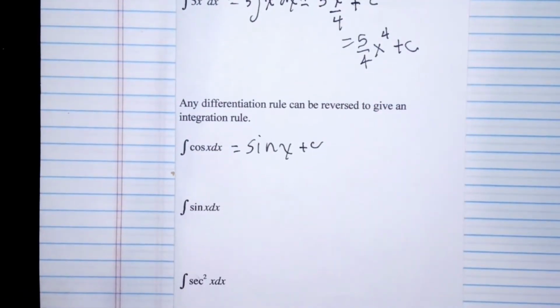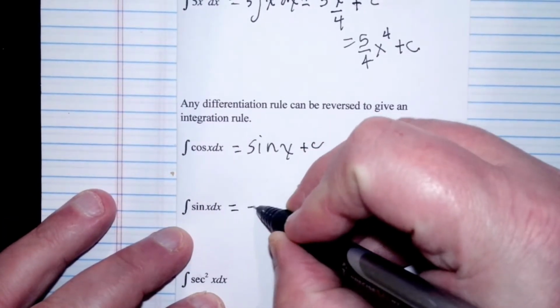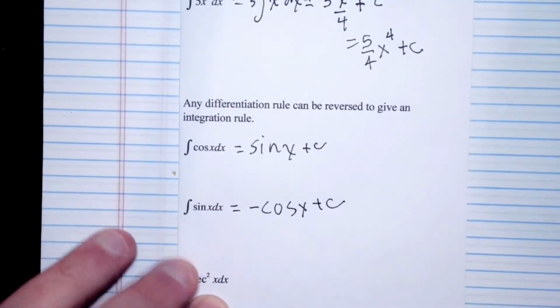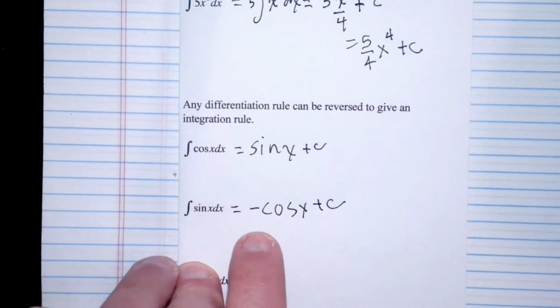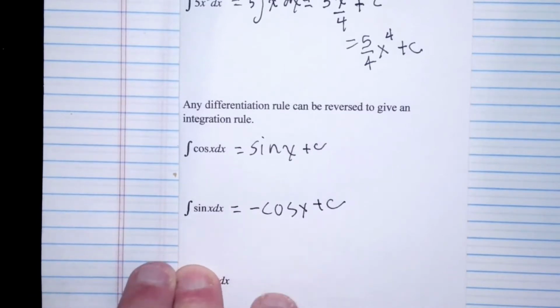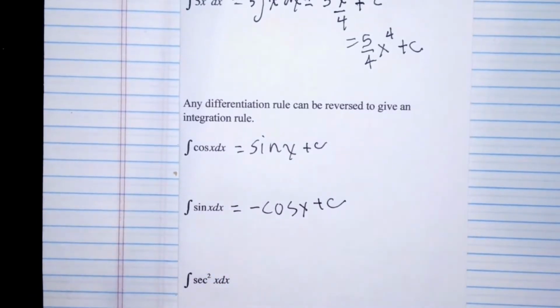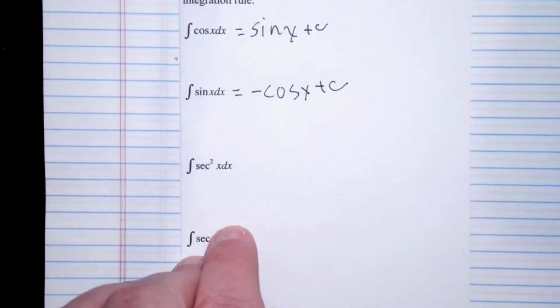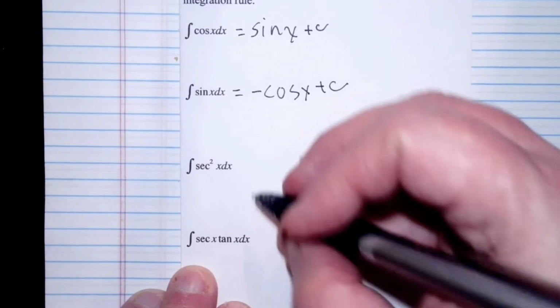And what do you differentiate to get the sine of x? Well, if you differentiate cosine, you get negative sine of x, so it's the wrong sign. So what you really need is negative cosine x plus c. If you differentiate negative cosine x, you would get negative of the negative of sine x, which would be sine x. And I hope you remember what you differentiate to get the secant of x.